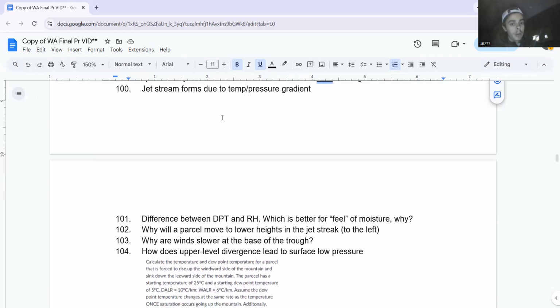The jet stream forms due to a temperature gradient.